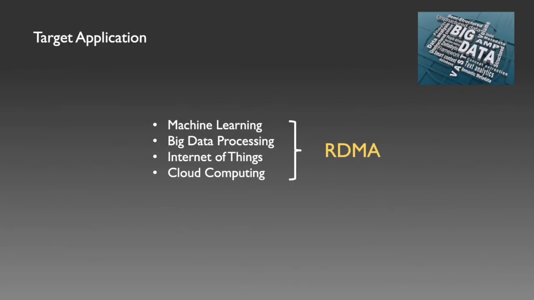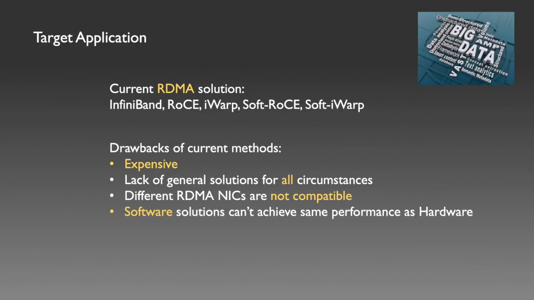RDMA provides a high throughput and low latency between the server and the client, which is an ideal tool to improve the throughput of high-performance machine learning centers. There are several ways to implement RDMA. InfiniBand, RoCE, and iWARP require hardware support, while soft RoCE and soft iWARP are software RDMA implementations. All of them can provide different benefits and drawbacks.